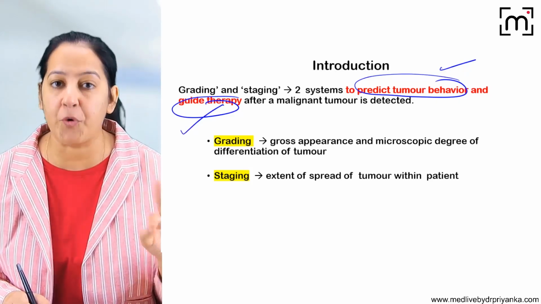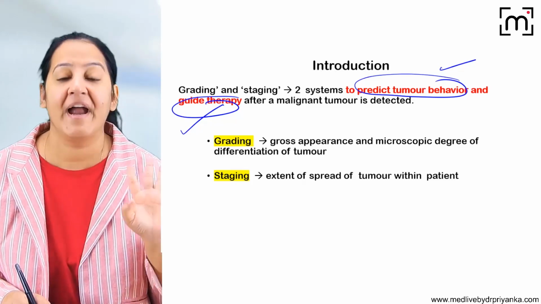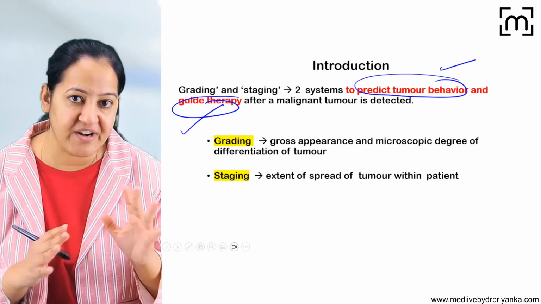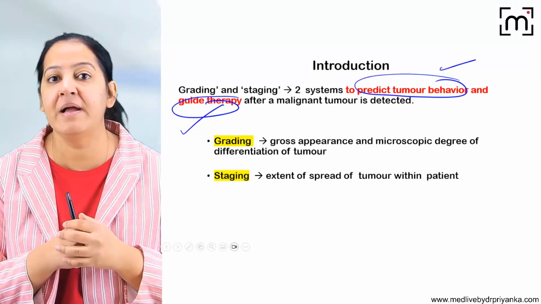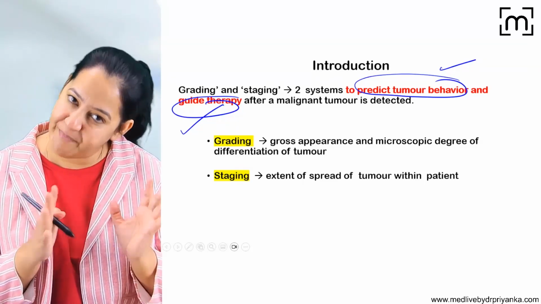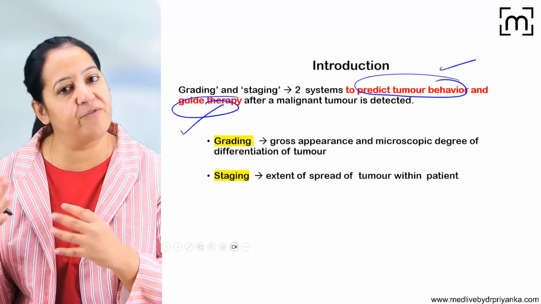So they are required for two purposes. Number 1, to predict the prognosis of the tumor or cancer, and number 2, to guide the therapy, because different stages and different grades can have different treatment options available for them. And grade 1 and stage 1 always have better prognosis, good prognosis, as compared to grade 4 or stage 4.